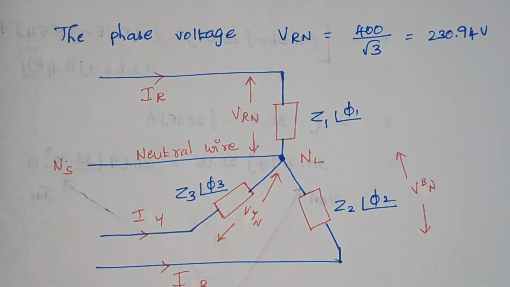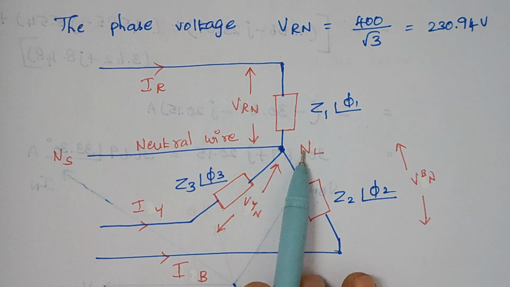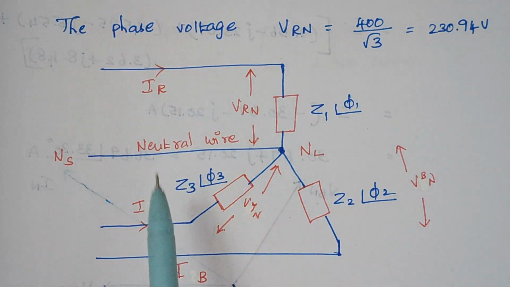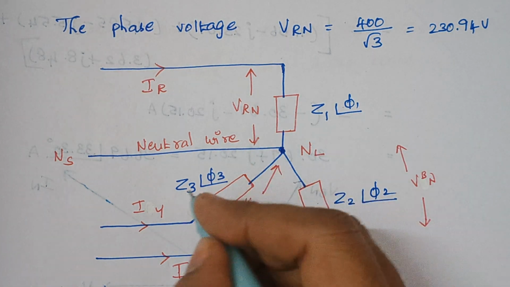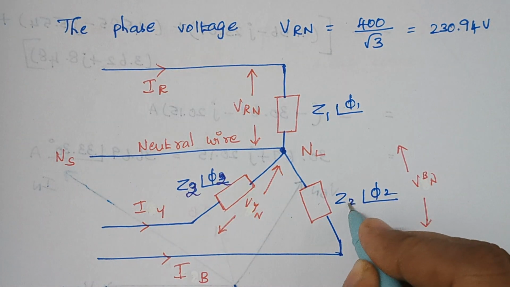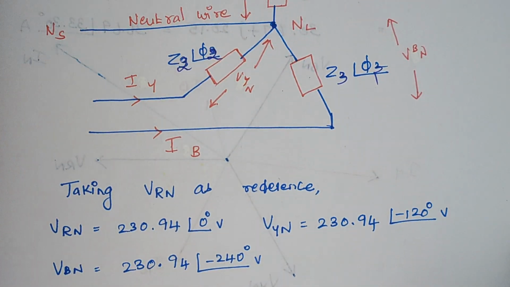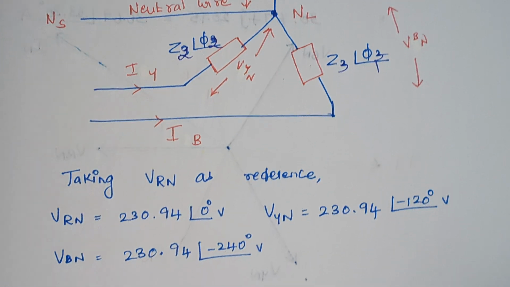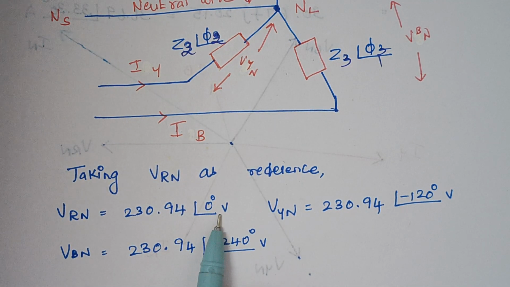So this is your diagram, right? This is your star network with the neutral wire and RYB, right? So Z1 and angle 1, sorry, this will be your Z2 and angle 2 and this is your Z3 and angle 3, right? So now we are taking our VRN as reference. So here the reference is 230.94 with 0 degree, right?